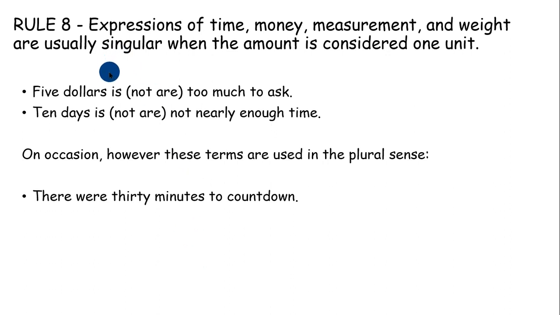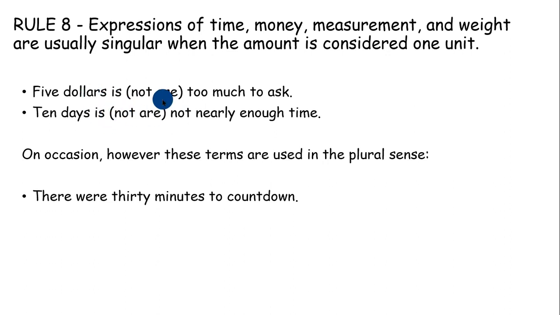Rule number 8 says that expressions of time, money, measurement and weight are usually singular when the amount is considered 1 unit. So let's take this with a few examples. Let's look at this example. $5 is too much to ask, right? Now $5 is definitely more than 1, so it is considered to be plural. But when you're talking about $5 in this sentence, it is considered to be singular. So it will take on a singular verb.